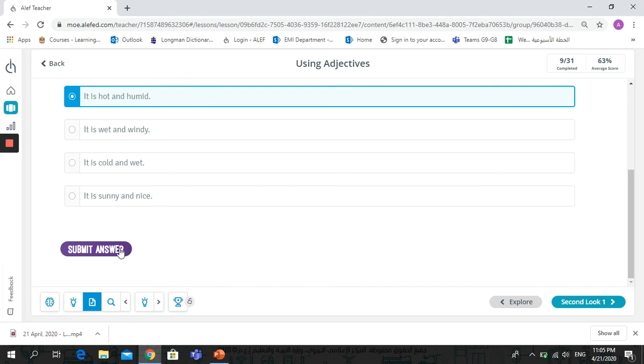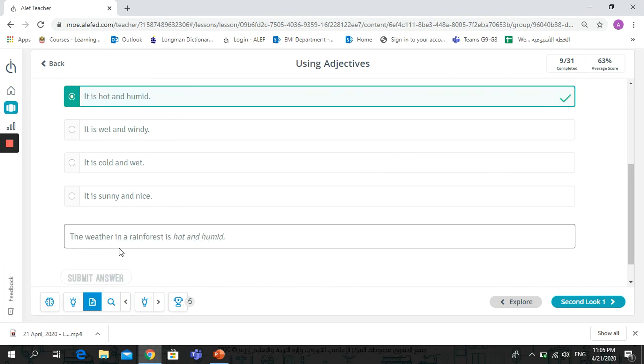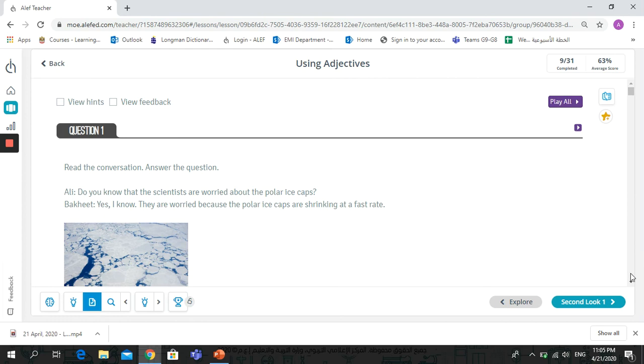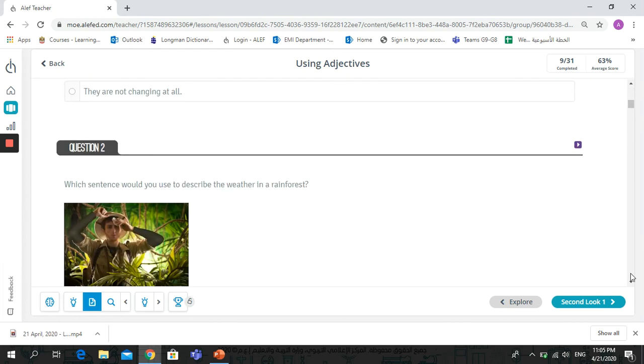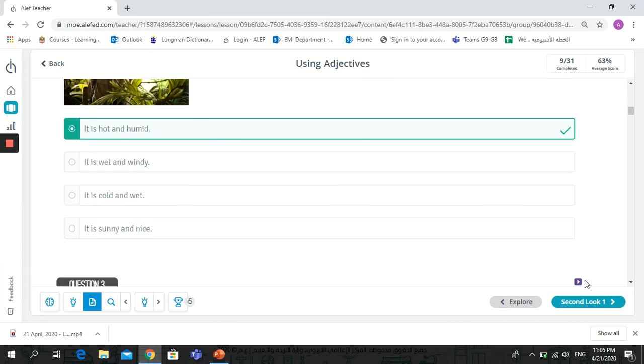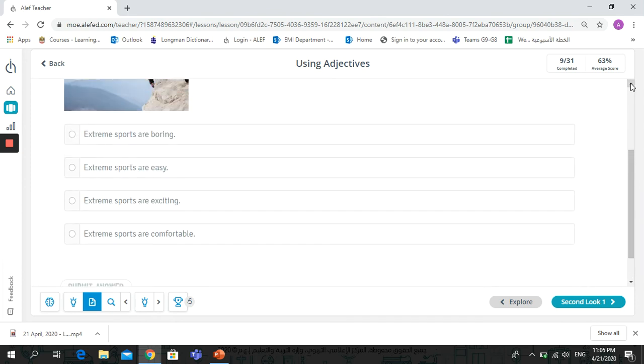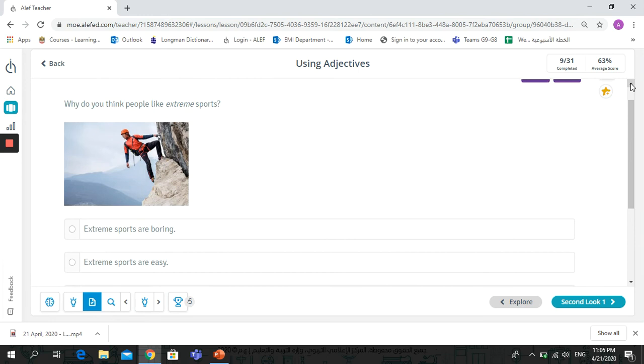Let's submit our answer. Well done. What about question number 3? Let's go back to question number 3 and try to discuss what are the adjectives used here to describe other nouns.